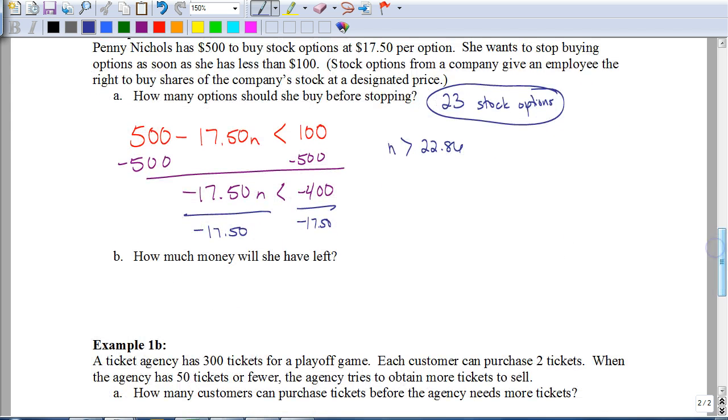And if you wanted to figure out how much money she'd have left, I just put 23 into my original inequality, the 500 minus 1750. Multiply that times the 23 shares she's going to buy. When you do that, you get that she would have $97.50 left over.